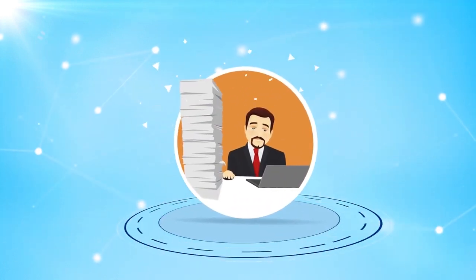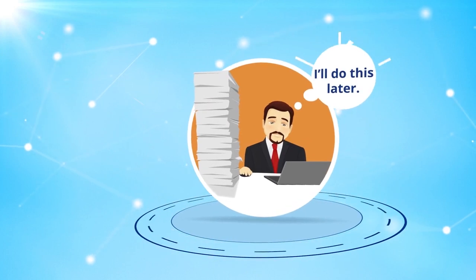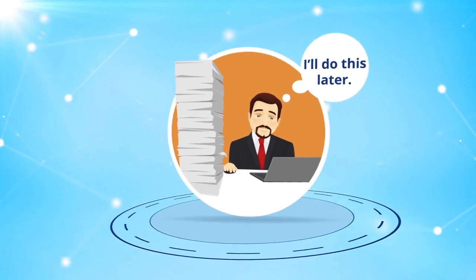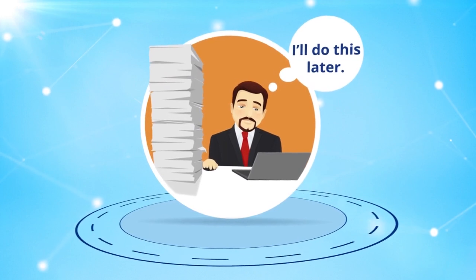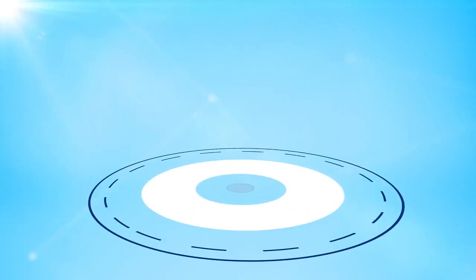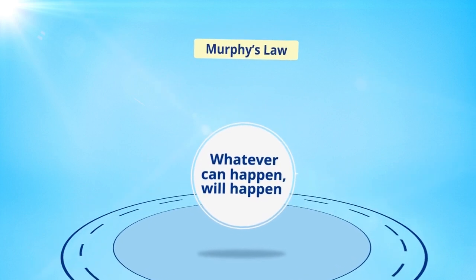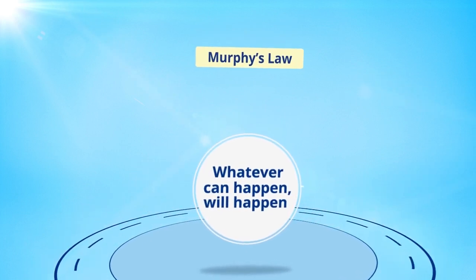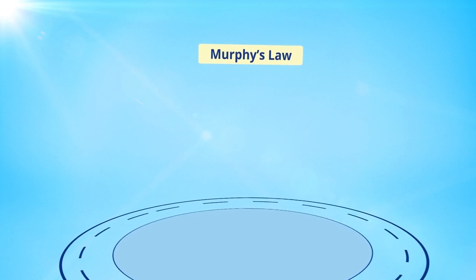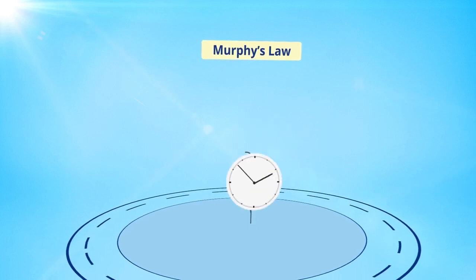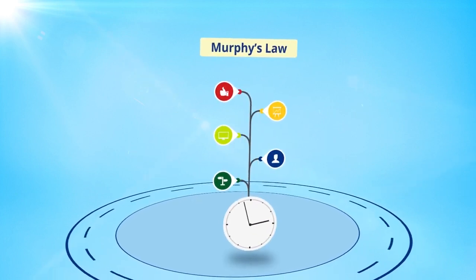That can manifest in procrastination or anything else that causes us to take more time than is necessary to complete tasks. Also, Murphy's Law, which is that whatever can happen, will happen. With Murphy's Law, we start to expect delays, especially if we squeeze time and do not allow enough time for projects or for tasks.